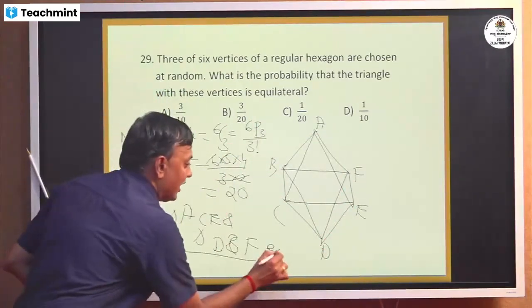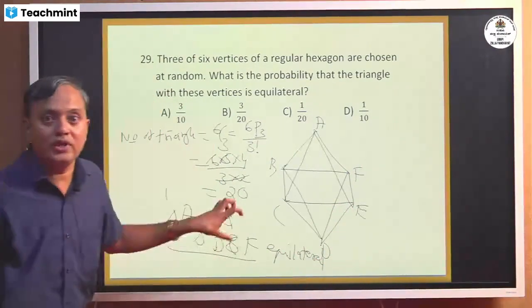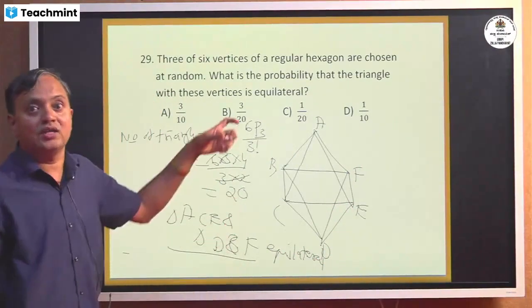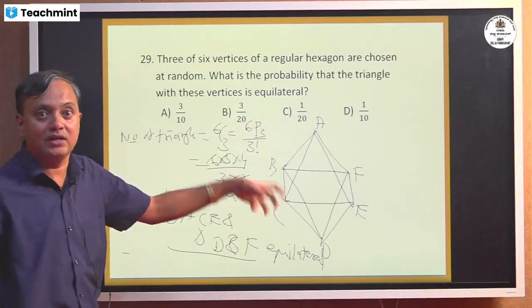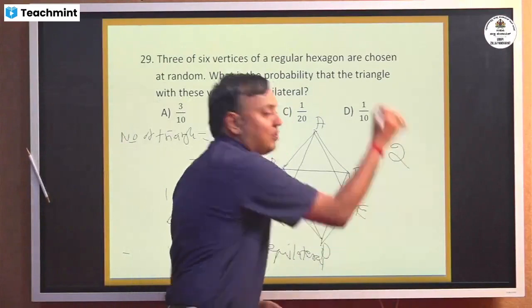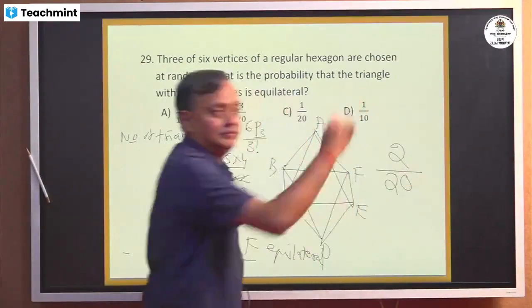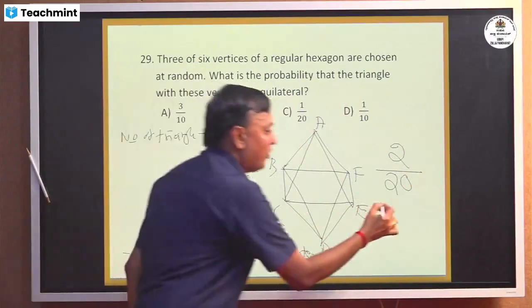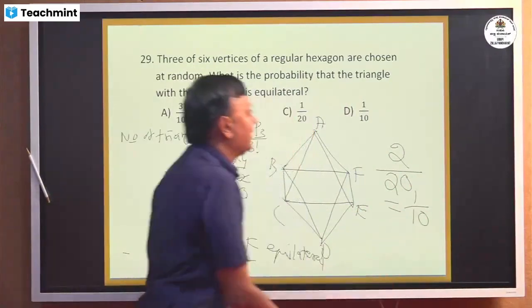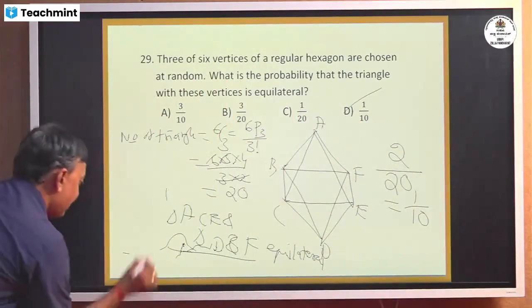So only these two triangles are equilateral. What is the probability of an equilateral triangle? Probability of equilateral triangle is equal to number of equilateral triangles, 2, divided by total triangles, 20. So the answer is 1 by 10. Next question.